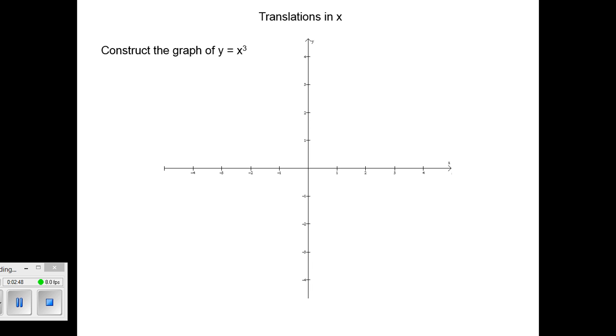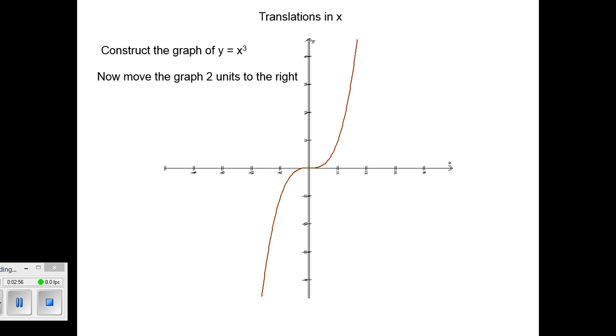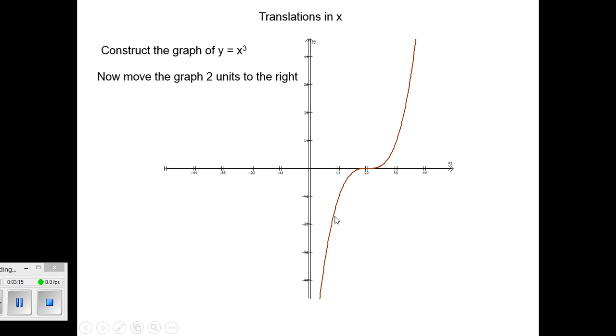Now we look at what we call the translations in x. We look at our basic graph of x cubed here, and we're going to say, okay, what if I wanted to move this graph 2 units to the right? So if I move the graph 2 units to the right, this, what we call our point of inflection, the origin point, would move right here to 2, 0, as we show. But what would be the equation of that? So the equation of that is f of x, or y equals the quantity x minus 2, cubed.